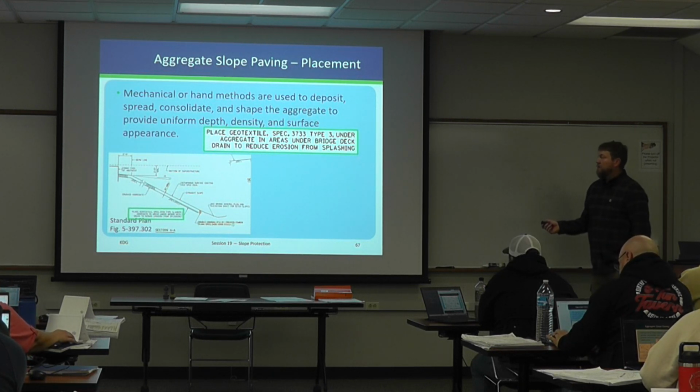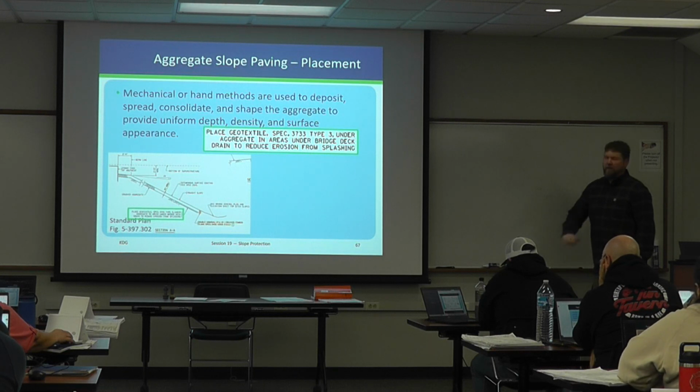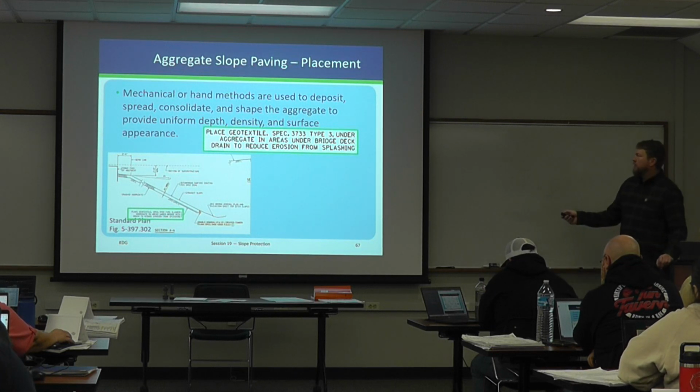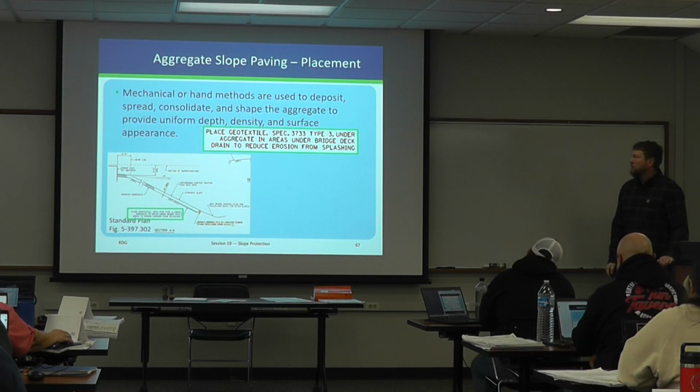Probably not going to have this. You might have it on an older bridge. If you're doing a rehab, you may encounter deck drains that just drop straight down. New bridge, you're not going to have that. That's just not a go anymore. But on old existing bridges, if you're having to replace the slope paving, you may encounter that. If you have a deck drain, you want to put geotextile fabric, type 3, under the aggregate in those areas, and that's just to reduce erosion.